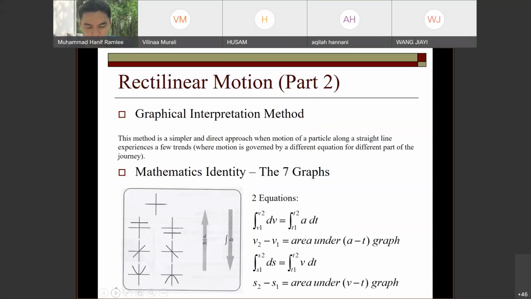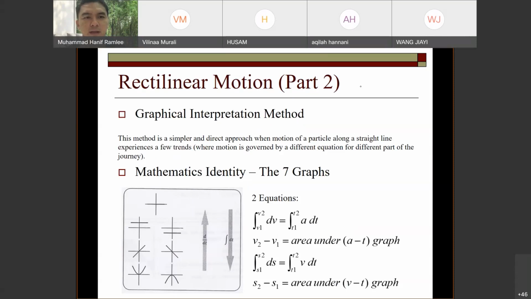So this is the graphical interpretation method. Actually, this method is a simpler and direct approach when the motion of a particle along a straight line experiences a few changes. Basically you only have to memorize the graphs, with no need to develop equations. But you have to make sure that you are very familiar with the graph pattern and the graph trend. Otherwise you cannot get the correct answer.